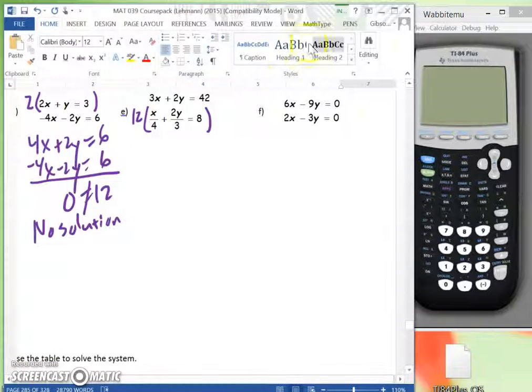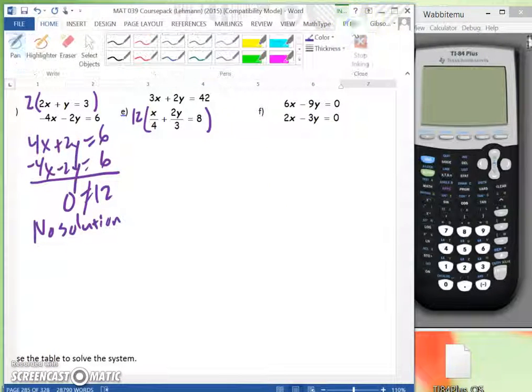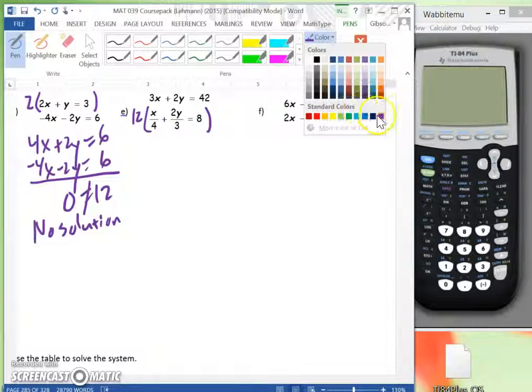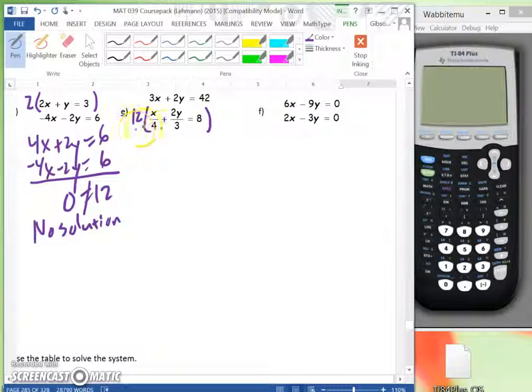Class, picking up where we left off, we were on 17E. On 17E, we were multiplying the bottom equation by 12. So we would keep the top equation the same. 12 times x over 4 is 3x. 12 times 2y over 3 will give us a positive 8y. And 12 times 8 is 96.